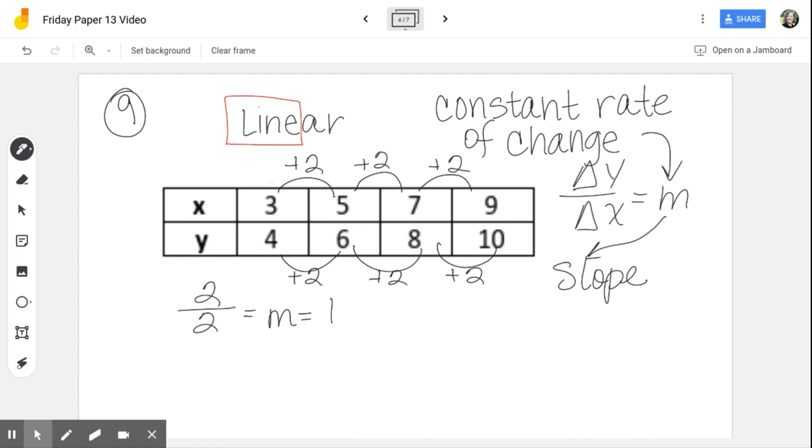Now, because there's a constant rate of change on my line for number 9, I'm going to say these points would be, I guess these are really ordered pairs. These ordered pairs are linear. So that needs to go on my line. The answer for number 9.